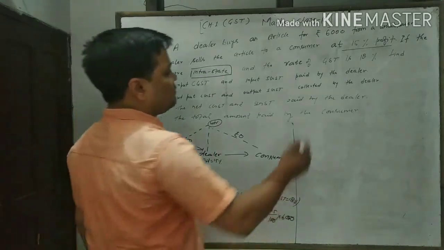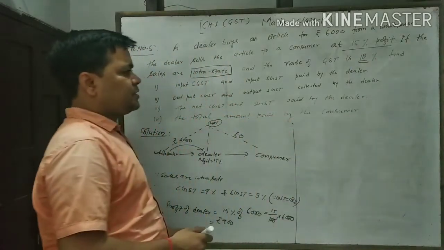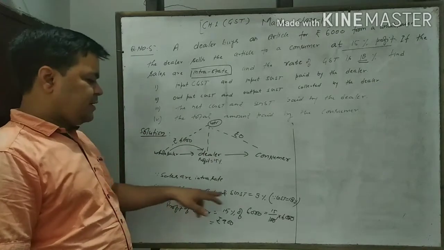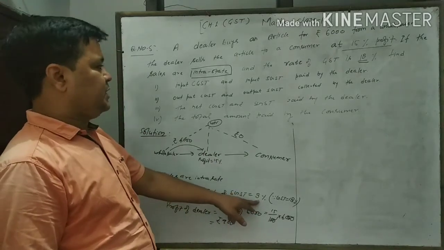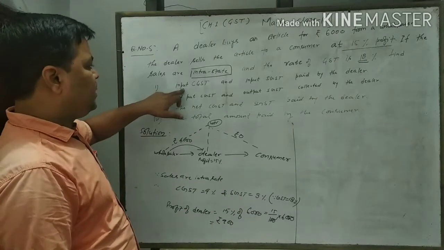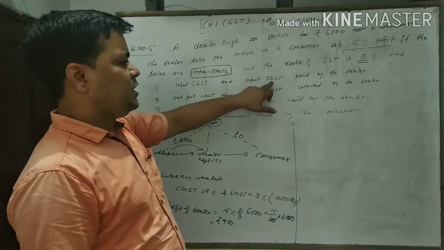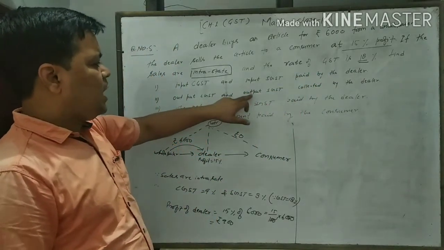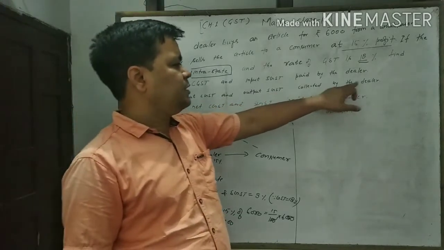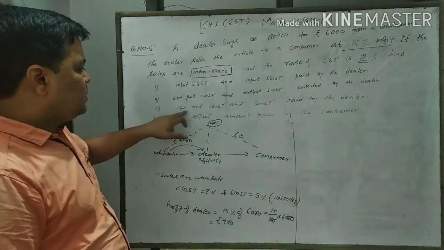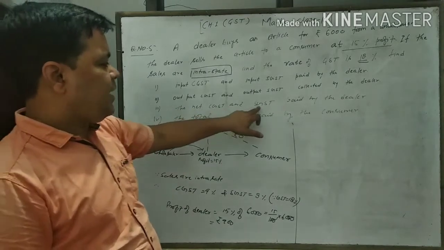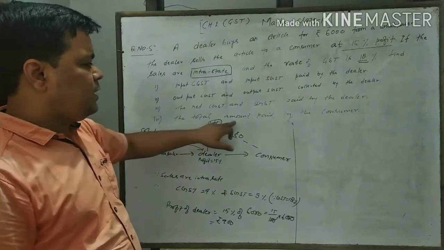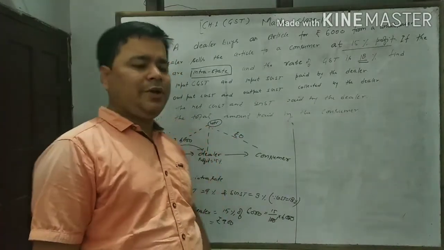Therefore, the amount of GST, which is 18%, is divided into two equal parts as CGST and SGST, that is 9%. Then we have to find, first, the input CGST and input SGST paid by the dealer. Second, the output CGST and output SGST collected by the dealer. The third one, the net CGST and SGST paid by the dealer. And the last one, the total amount paid by the consumer. We have to find this.